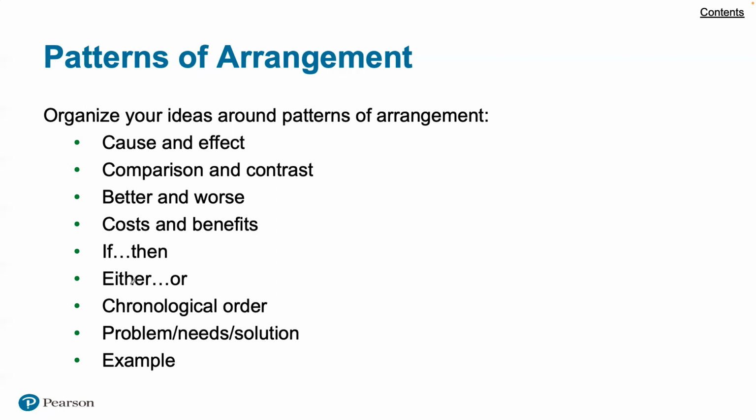If there's a choice, either we need to do this or we do that. And so you're clearly laying out the pros and cons of either. Having a chronological order. So you want to go through the whole chronological order in a clear way that the reader is going to be able to pick that up. In terms of problems, needs, and solutions. So here are the things that you'll be laying out.